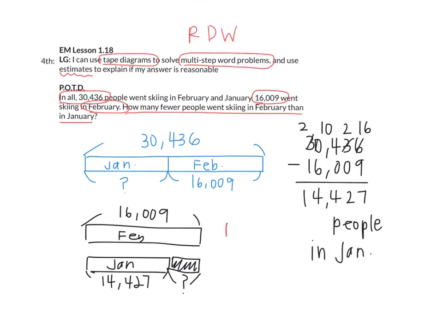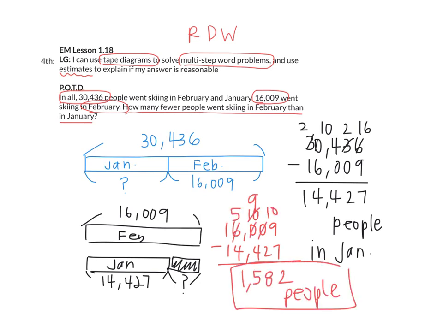Then, of course, we can subtract 16,009 minus 14,427 to find our answer. Go ahead and do your final calculations. After we do our final calculations, we can see that 1,582 fewer people went skiing in January compared to February.